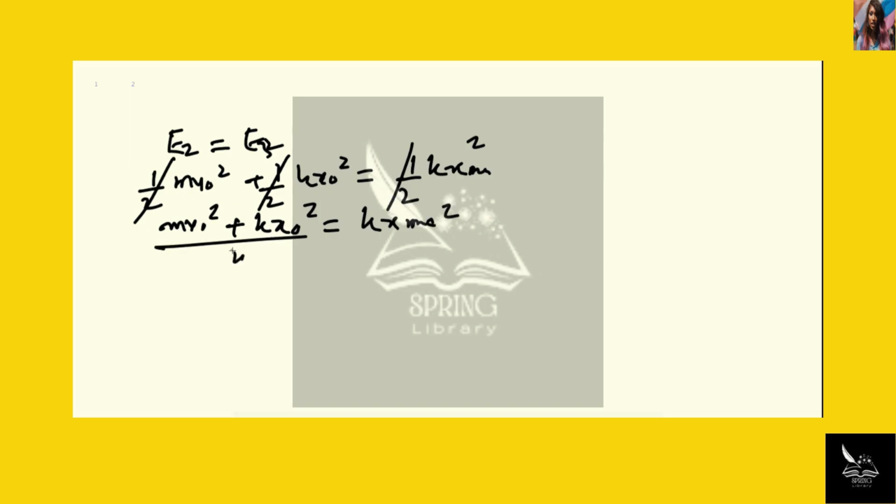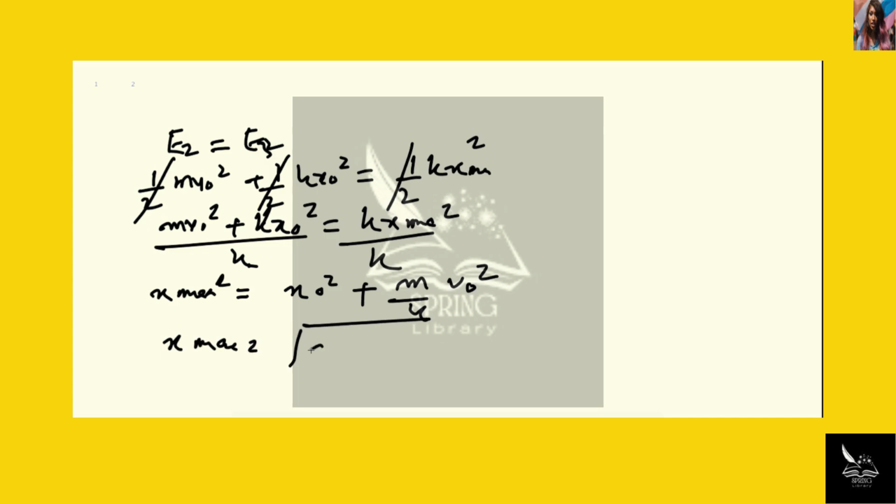We'll divide this whole equation by k, and we get an equation x max squared equals x naught squared, because this k and this k will cancel, and we are just left with m by k v naught squared. So therefore our equation is x max equals the square root of x naught squared plus m by k v naught squared.